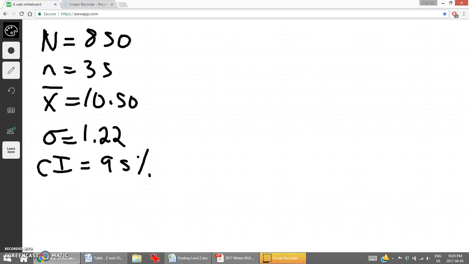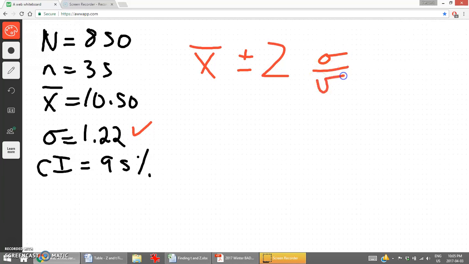So the first thing we've got to understand is, because we have the population standard deviation, because we have this value here, we can use a Z value. So the confidence interval formula we're going to look at is the sample mean plus minus a Z value times our standard error, which is standard deviation over the square root of the sample size.